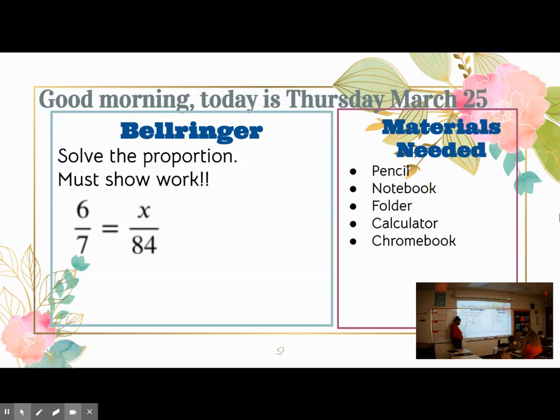Do you agree with that step? Yes. I don't know. Okay. How did you solve it? What did you do? I don't know. I just done the 7 and the x. And then I forgot to cross multiply the 6 and the 84.